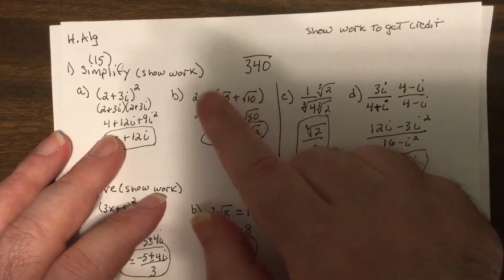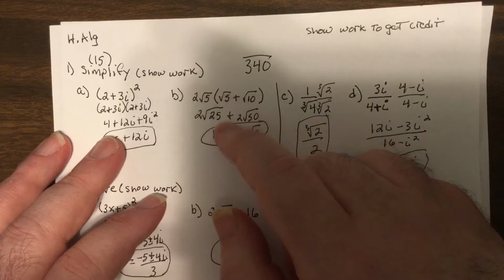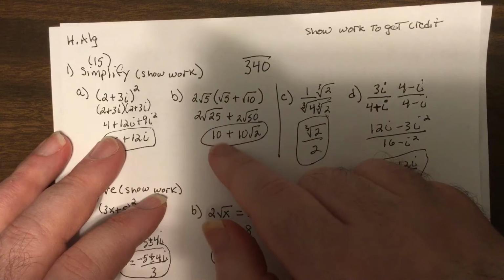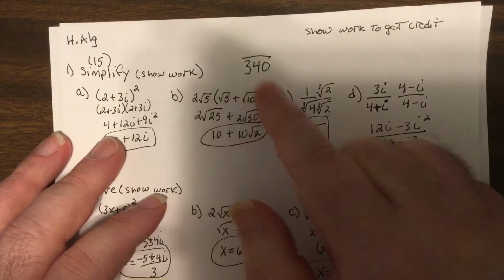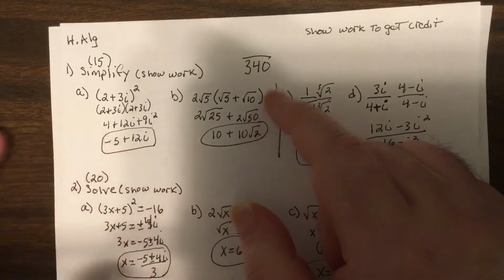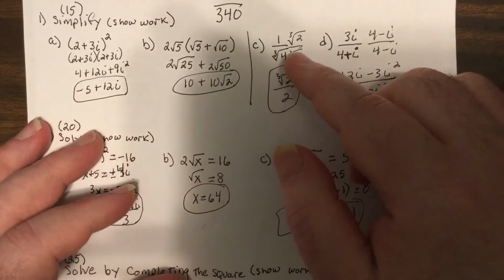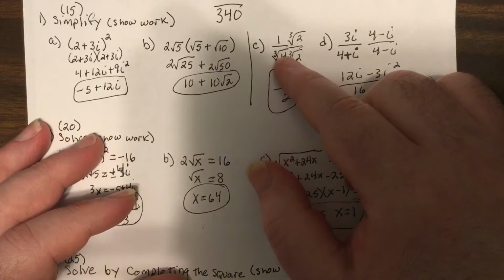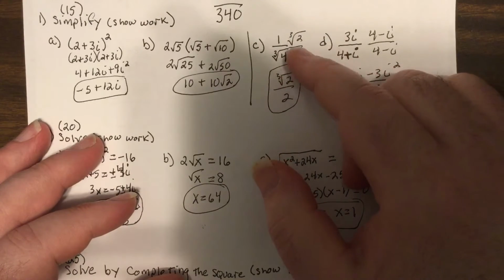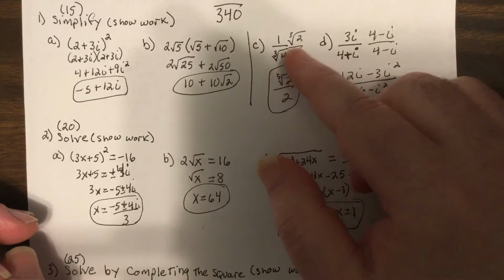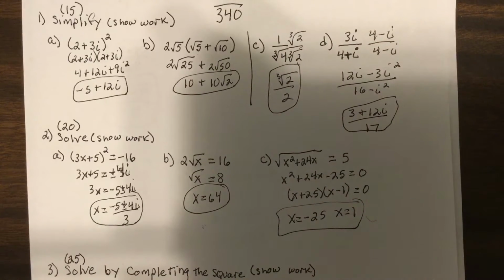Here you distribute this to both terms. Square root of 5 times square root of 5 is square root of 25, which is 5. 2 times 5 is 10. Square root of 5 times square root of 10 is square root of 50, but 50 is 25 and 2. Here, notice 4 already has two 2's, so you only need to multiply by one cube root of 2. A lot of people did cube root of 4, which doesn't help you. Two 4's doesn't help you with the cube.